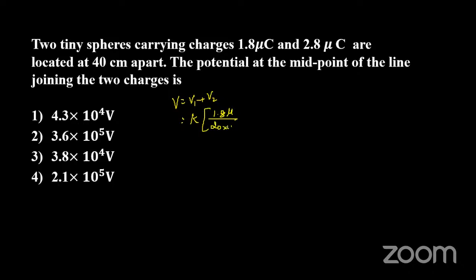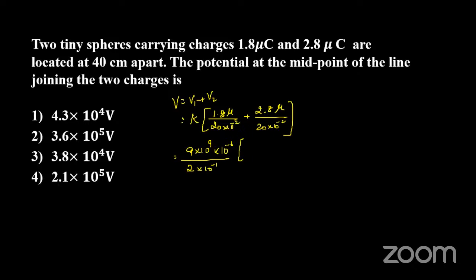20 centimeter, 20 into 10 power minus 2, plus 2.8 divided by 20 into 10 power minus 2. Of course, it is micro. What is the value of k? 9 into 10 power 9 divided by, I will write this as 2 into 10 power minus 1, into 10 power minus 6, let us take common, it is micro.